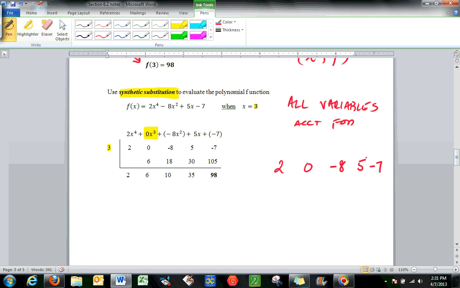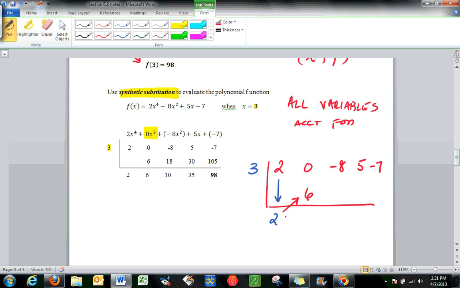Okay, so I've got the number in front of each variable there, and I'm going to draw this little half box here. And you can see here this says x equals 3. So I'm going to put this 3 on the outside. And so now I've got the preliminary setup of synthetic substitution. Now, the very first step in this is to drop my 2. And so what I'm going to do here is take the numbers on the outside. I'm going to take the 3 and the 2, and multiply them together. And from there, I'm going to bring that value of 6 right up there.